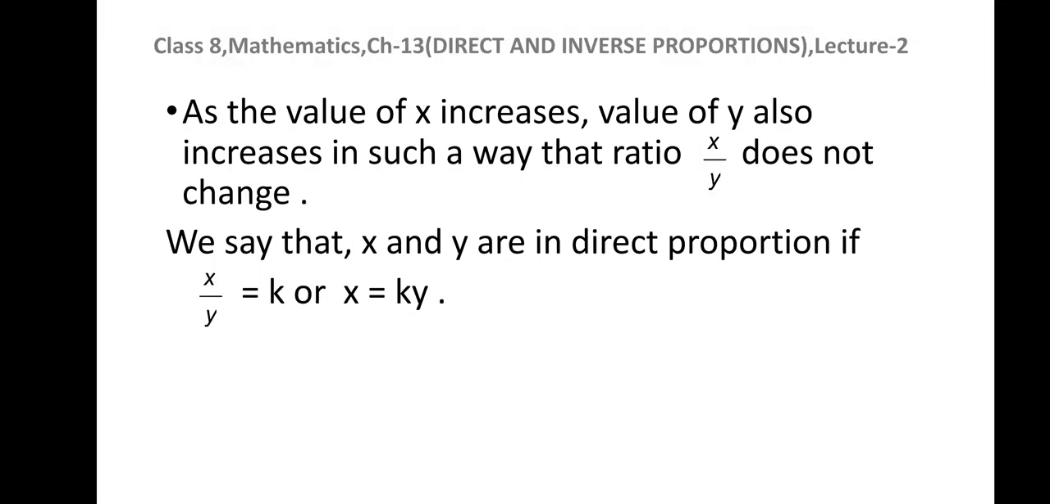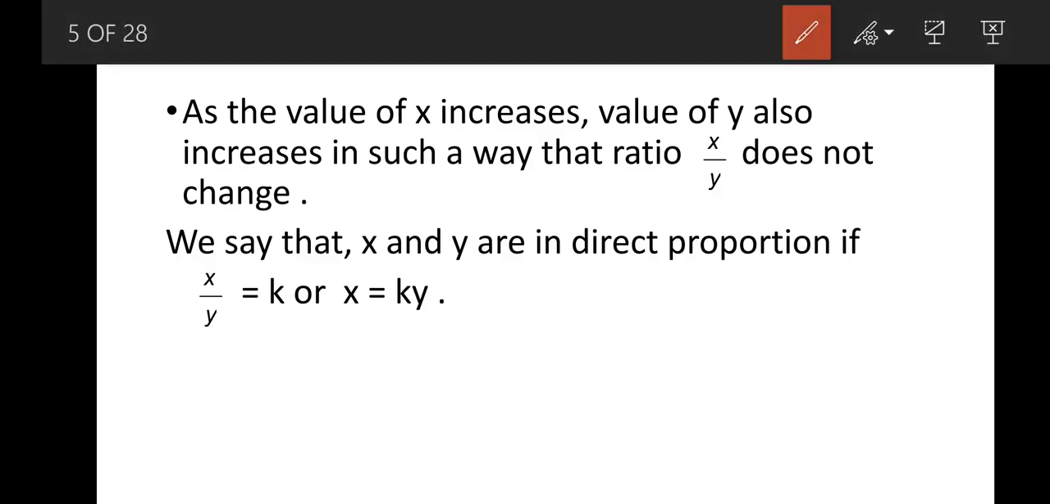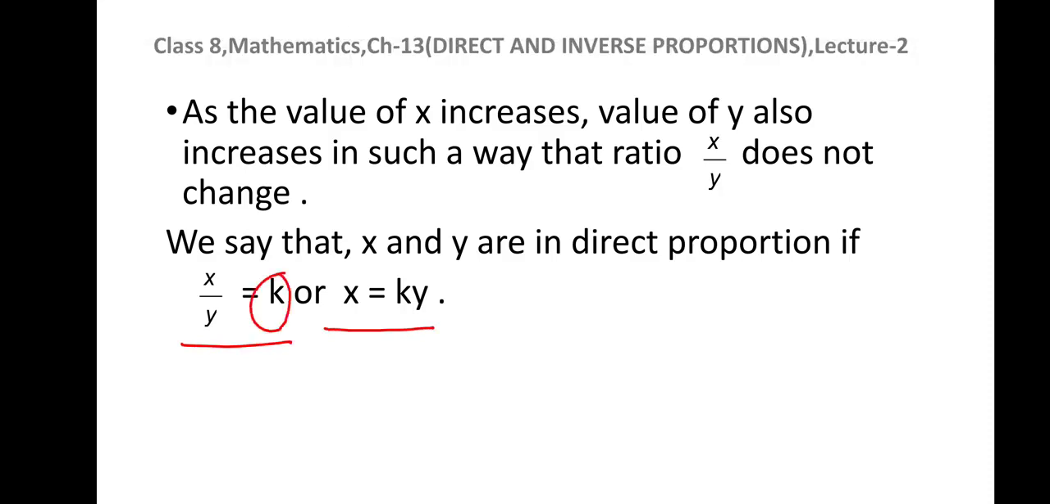As the value of x increases, the value of y also increases, as I told you in the previous slide, in such a way that the ratio x over y does not change. It means if the value of x is increasing and the value of y is also increasing, provided the ratio x over y does not change, then both the variables are said to be in direct proportion. And x over y is equal to k, or x is equal to ky, where k is a constant.